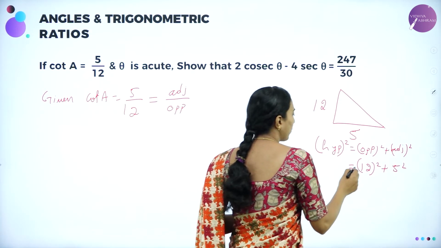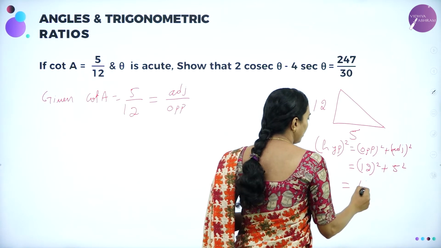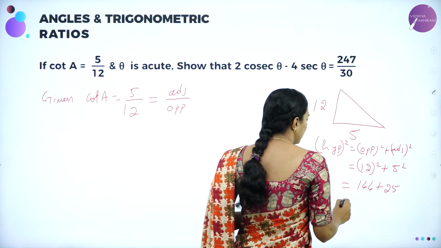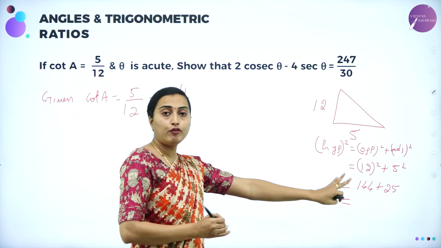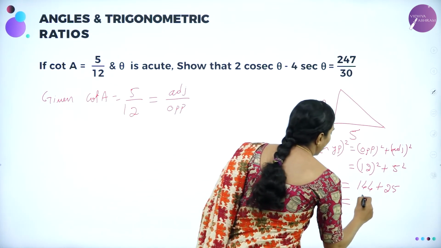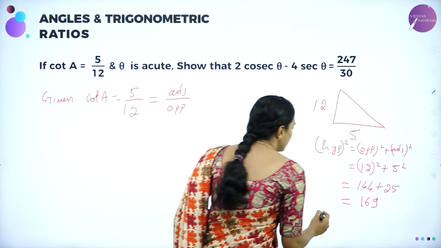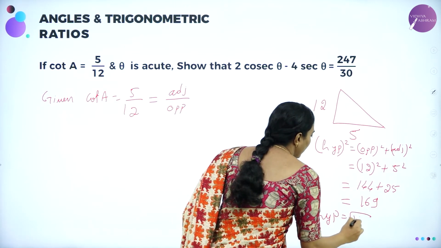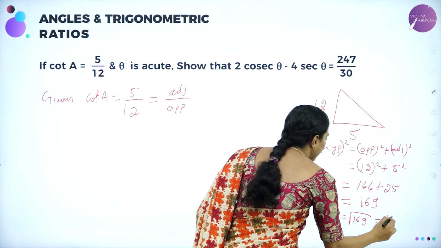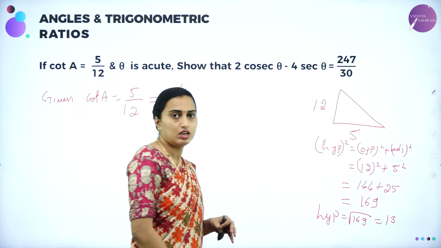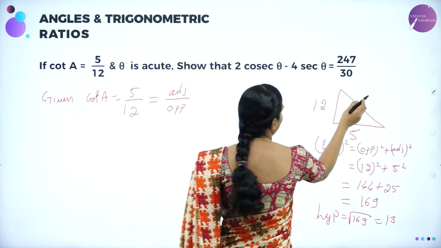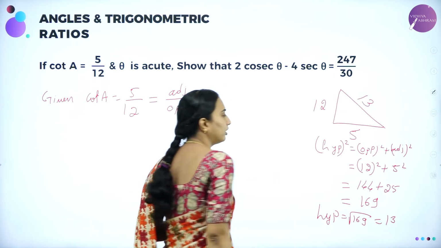So adding this, you are going to get 12 squared plus 5 squared. 12 squared is nothing but 144 plus 5 squared is 25. So now 144 plus 25 is 169. But hypotenuse squared is 169. What is hypotenuse? Square root of 169. You know, dears, 169 square root is 13. 13 squared is nothing but 169. Therefore, this hypotenuse side will be equal to 13.